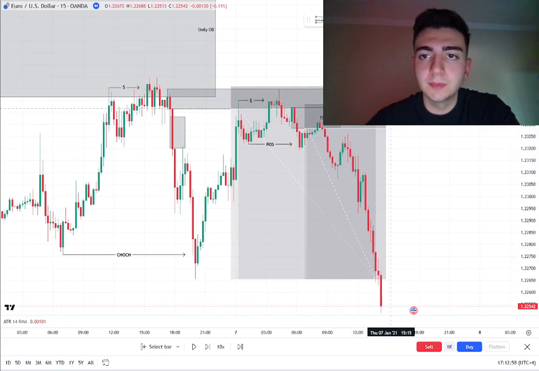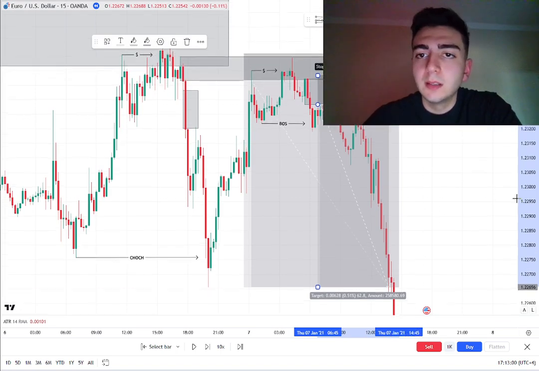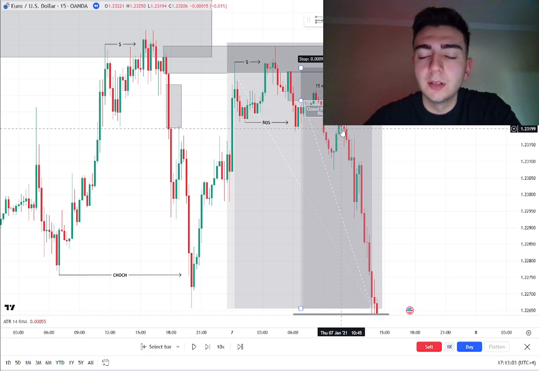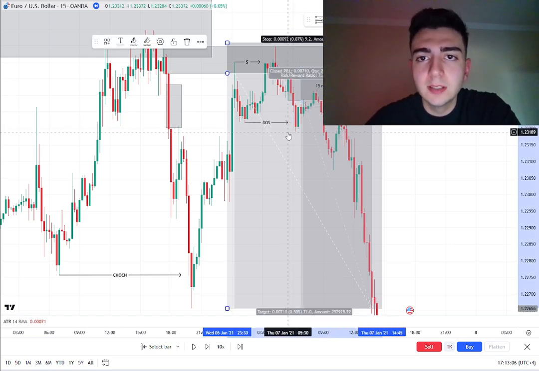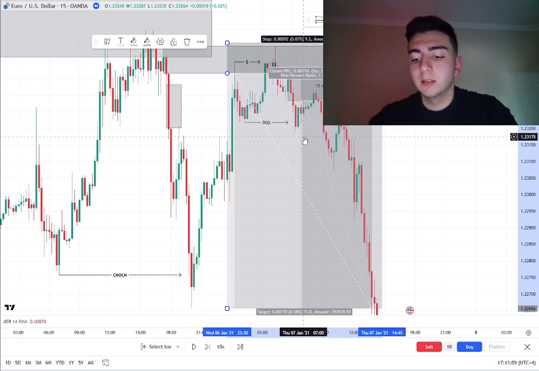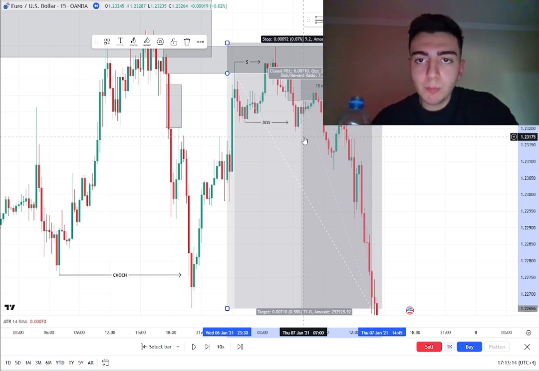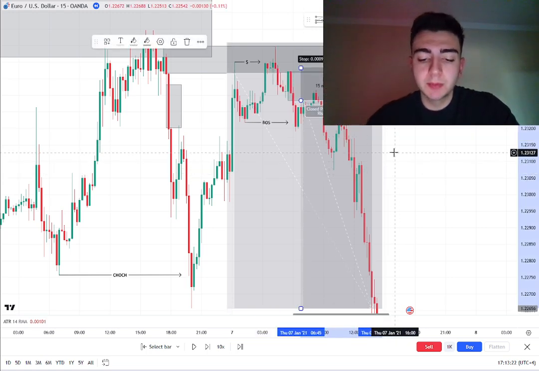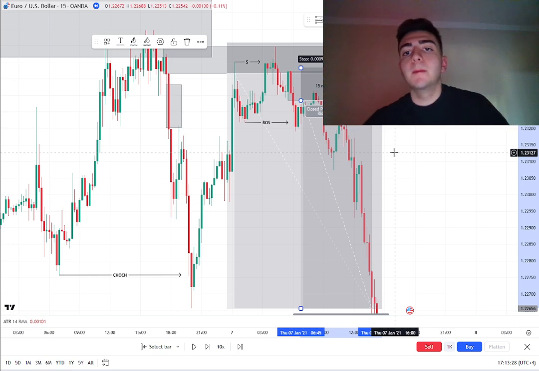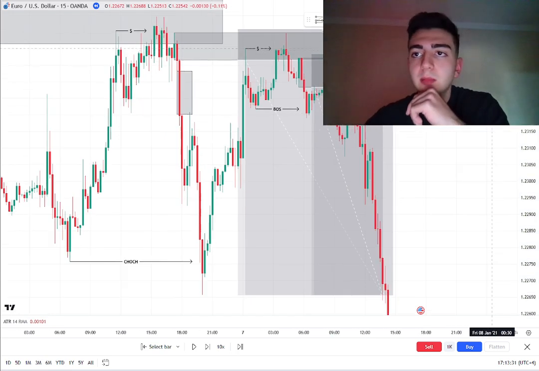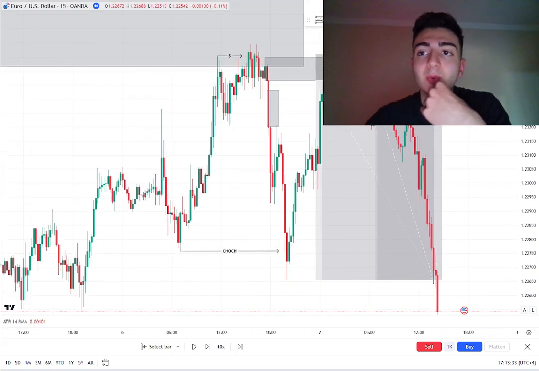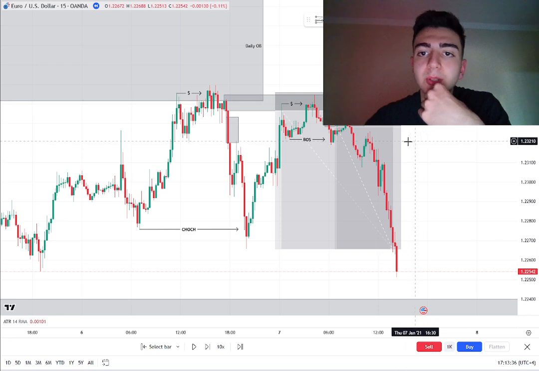That is crazy. So let's calculate the R. This is 6.34 and this is 7.72. Let me get my calculator real quick. 7.72 plus 6.34 equals 14.06R. So I'll label it 14R. So in this one trade, we got 14R in profit.